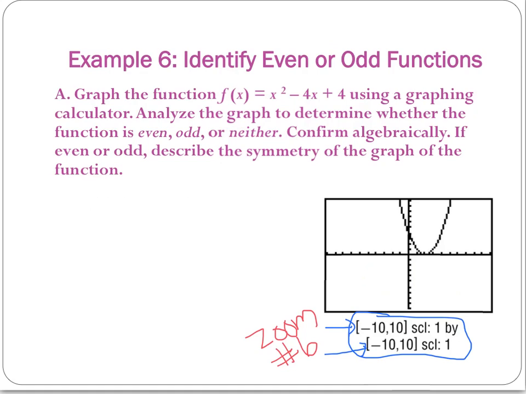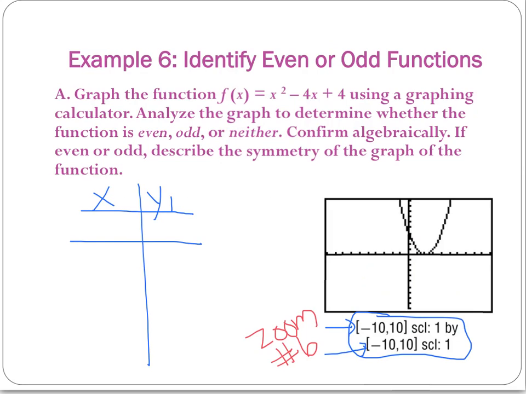So if we're looking at whether the function is even, odd, or neither, we need to really look at what types of symmetry this function has. And you can do that by looking at the table of the graph. And if you're using a graphing calculator, you might see something like this.